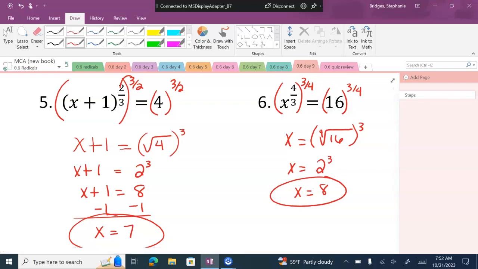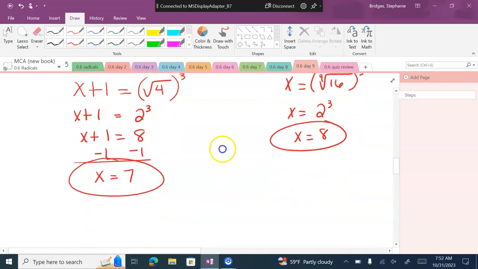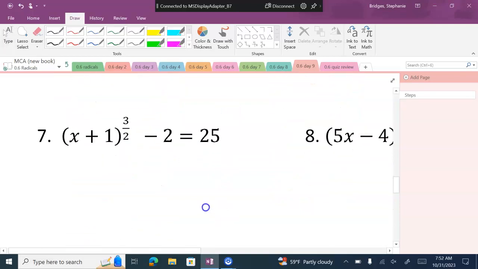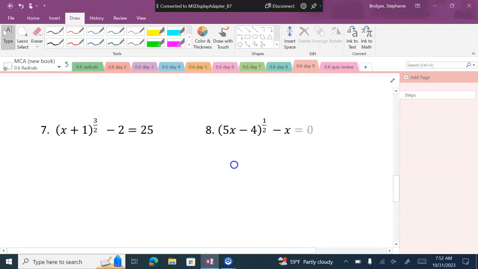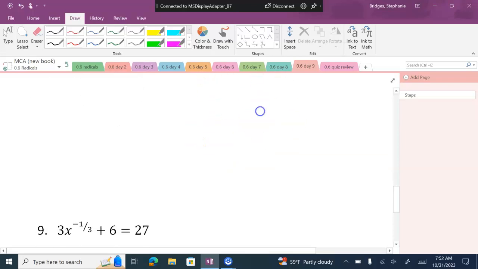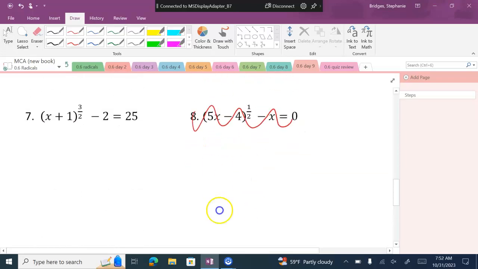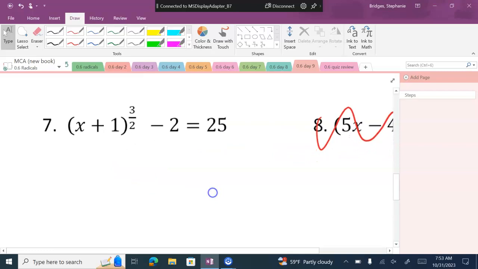Are these easier than yesterday's? A little bit, yeah. We're going to skip 8. Hold on, let me just look at 9 real quick. Okay, yeah, we're going to skip 8. We're going to do 7 and 9. I want you to try 7.